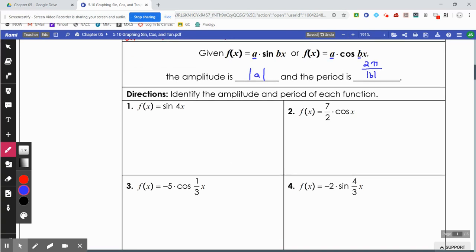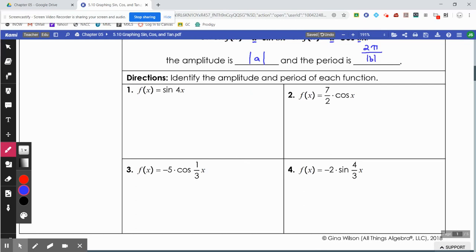So let's identify some amplitudes and periods of these functions. Again, the amplitude can be found simply out front. So the amplitude of this function, since the number 1 is out front in front of the sine function here, will be 1, and the period is going to be, okay, normally 2 pi. However, if there's a number in front of that x value, it's going to be 2 pi divided by that number. So in this case, our period is going to be pi over 2. And again, that is a transformation. A normal sine curve has a period of 360.